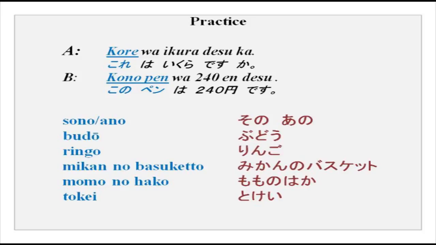Budo, which is grapes. Ringo, which is apple. Mikan no basketto. Momo no hako. Momo is peach, and hako is box, tokei is watch. So well, you can also replace all of this with these words given over here. If you are using the name of the objects, then before that, kono will come. If you are just pointing at things, then only kore will suffice.